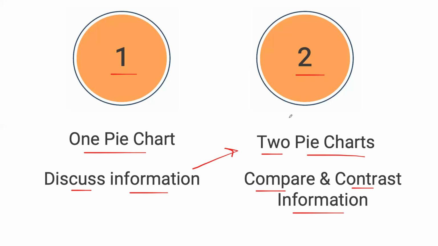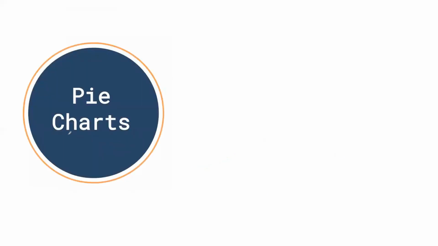So it's a bit more difficult because you have to add in this comparison and this contrast when it comes to this information. Today, we're going to look at an example of each, so don't worry. We'll show you how to properly discuss information and what to compare and what to contrast when you have 2 pie charts. And so what is a pie chart?